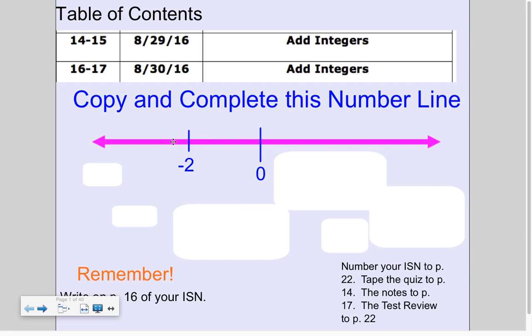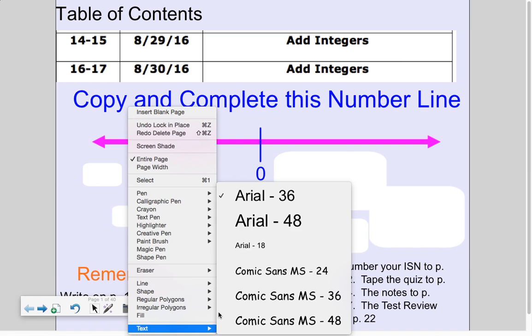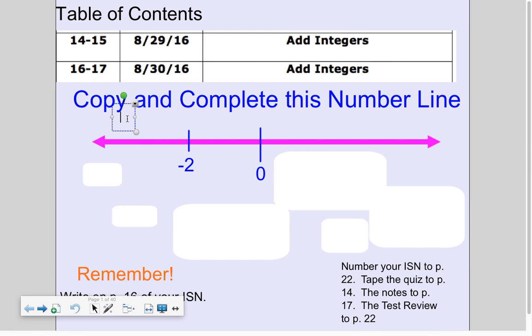There are negative whole numbers to the left of 0, positive whole numbers to the right. What else do we know? In a number line, using my text, it goes from least to greatest. Remember, numbers to the right will be greater than the numbers to the left of it. So let's look at our first example.